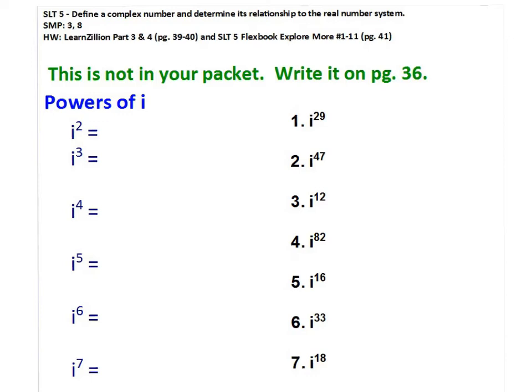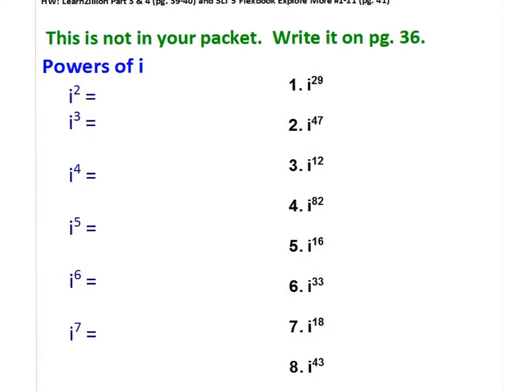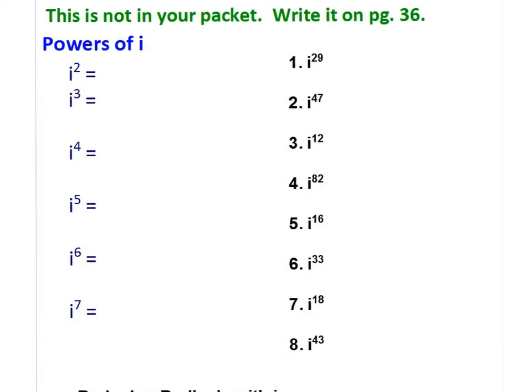We're going to use those powers of i to simplify things like these over here. So take a minute. This is not in your packet, write on page 36. So let's recopy our simplifications from the prior page. i squared was -1. i to the third is -i. i to the fourth was 1.